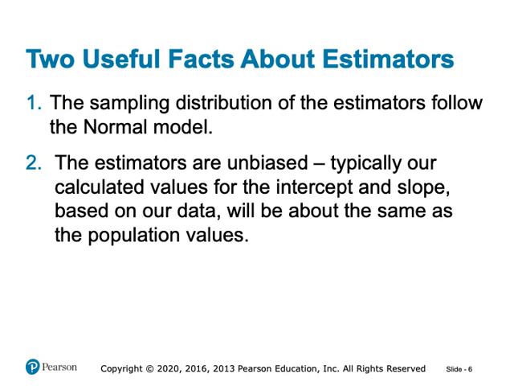First, the sampling distribution of the estimators follows the normal model. When we talk about estimators, we're referring to the values we calculate from our sample data, like the estimated slope and intercept in our regression model. Now, even though these estimates are based on a single sample, they are not fixed. If we were to take multiple samples from the population, each sample would likely produce slightly different estimates for the slope and intercept.